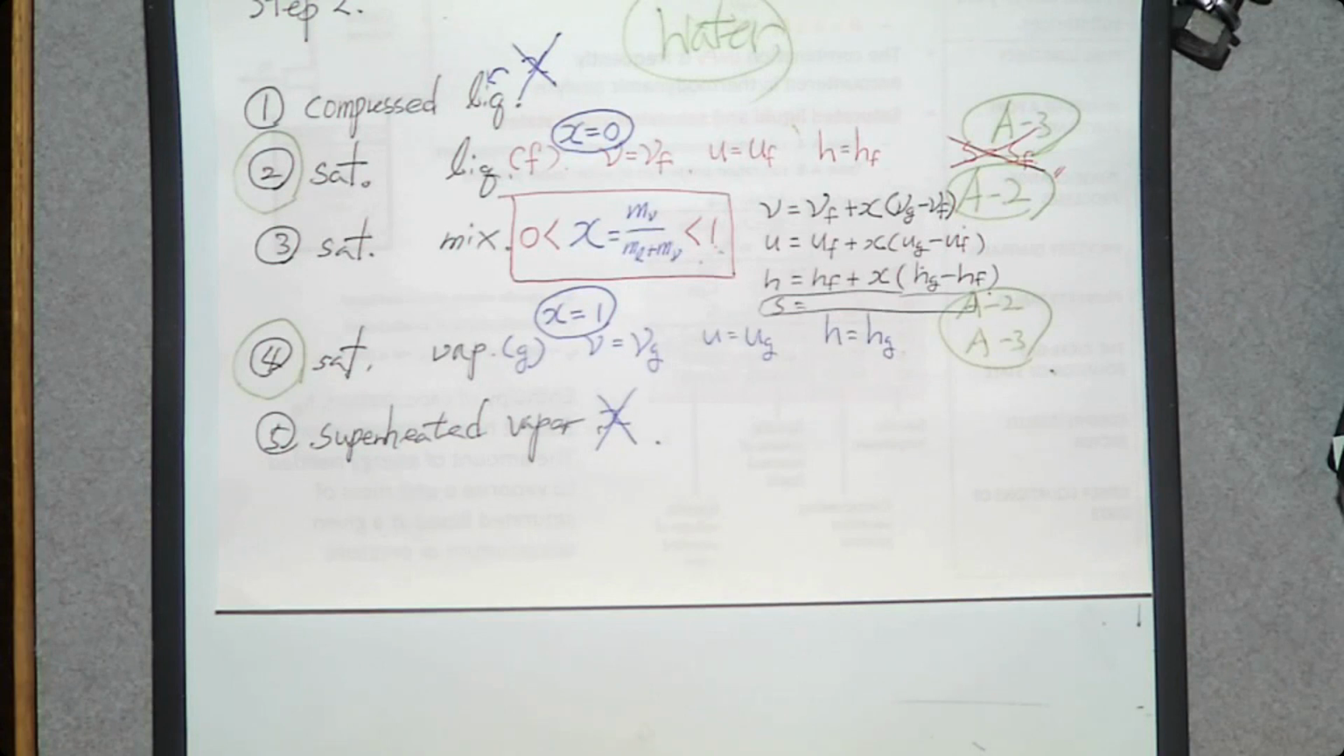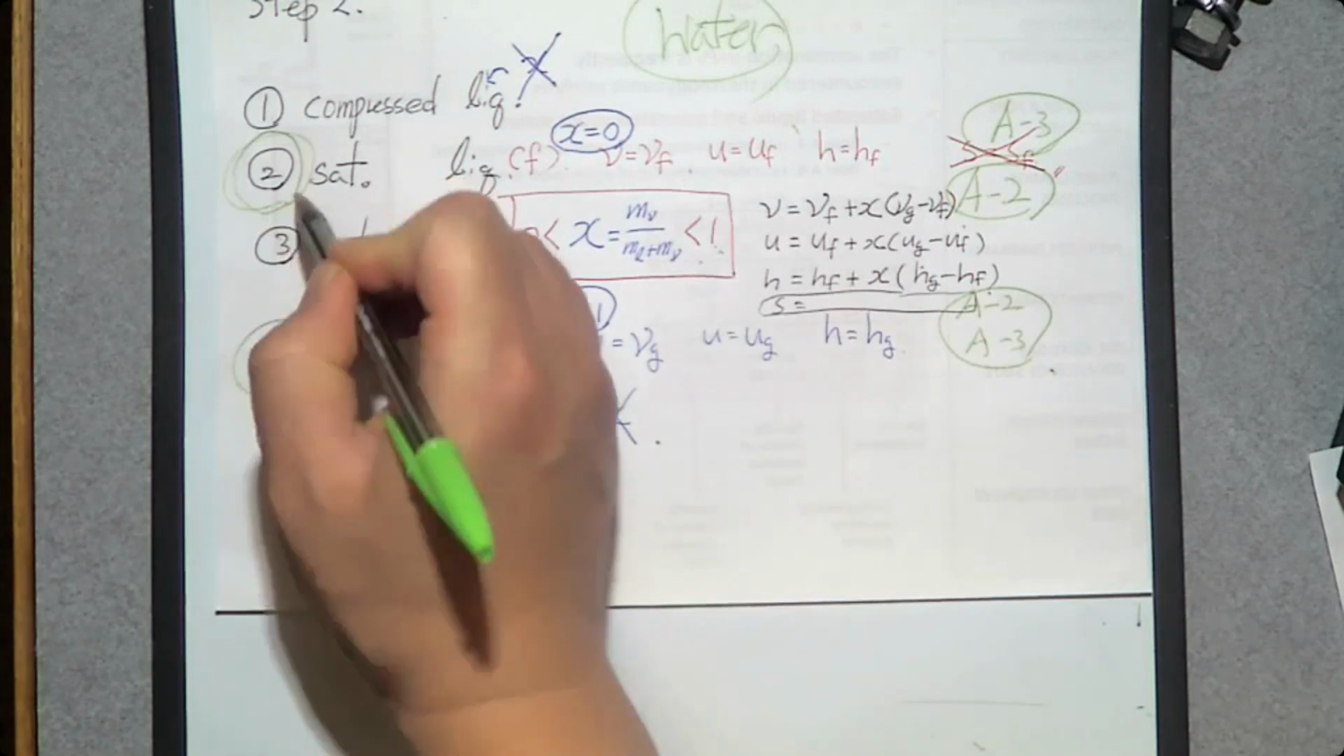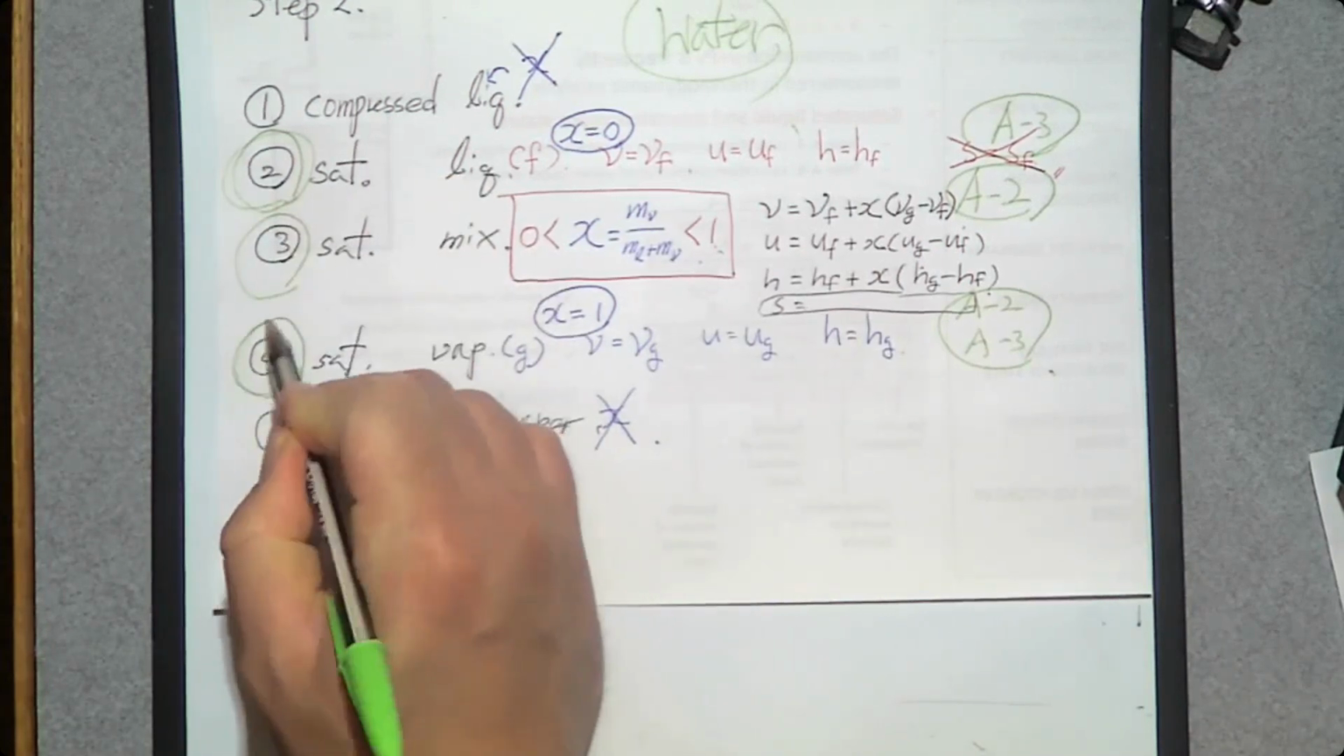That means you need to know vf, vg, uf, ug, hf, hg. So you are going to use table A2 or A3, depending on whether you know temperature or pressure. If you know temperature, always A2. If you know pressure, A3. So that's how you evaluate the properties of saturated liquid, saturated mixture, and saturated vapor.